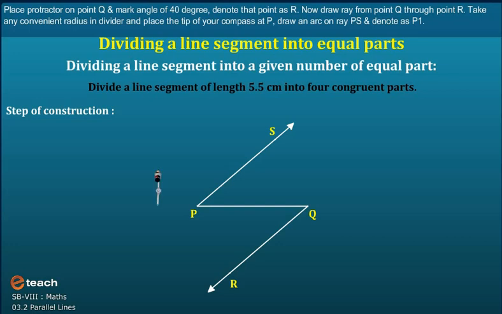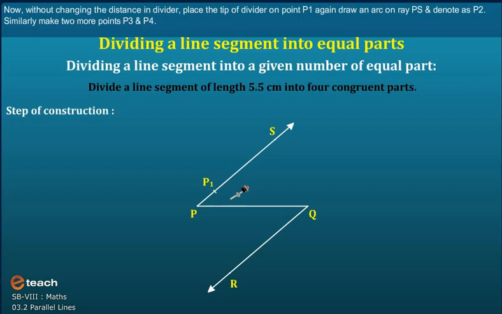Take any convenient radius in divider and place the tip of your compass at P. Draw an arc on ray PS and denote as P1. Now students, without changing the distance in divider, place the tip of divider on point P1. Again, draw an arc on ray PS and denote as P2. Similarly, make two more points P3 and P4.